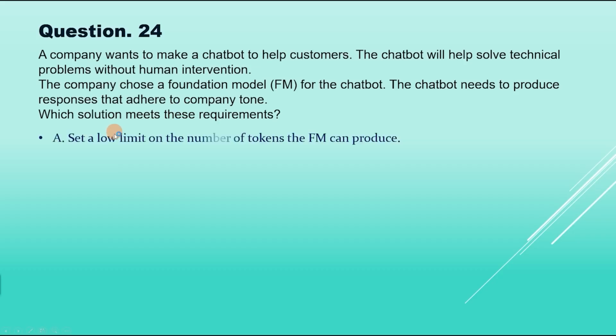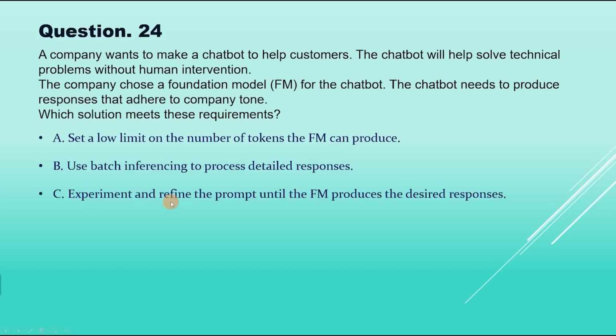Here are the options. Option A, set a low limit on the number of tokens the FM can produce. Option B, use batch inferencing to process detailed responses. Option C, experiment and refine the prompt until the FM produces the desired responses. Option D, define a higher value for the temperature parameter. Now I am going to reveal the correct answer.